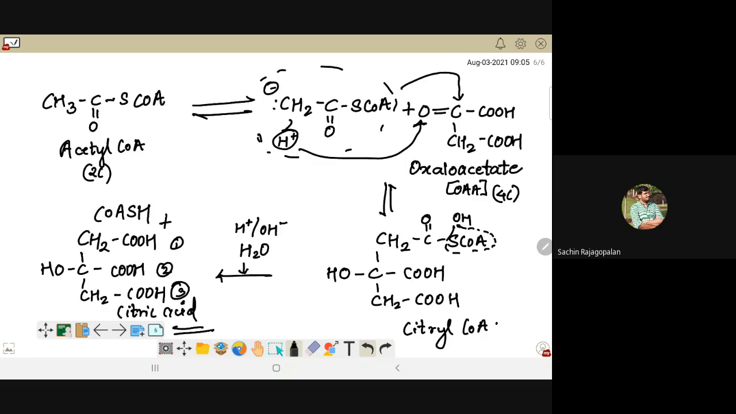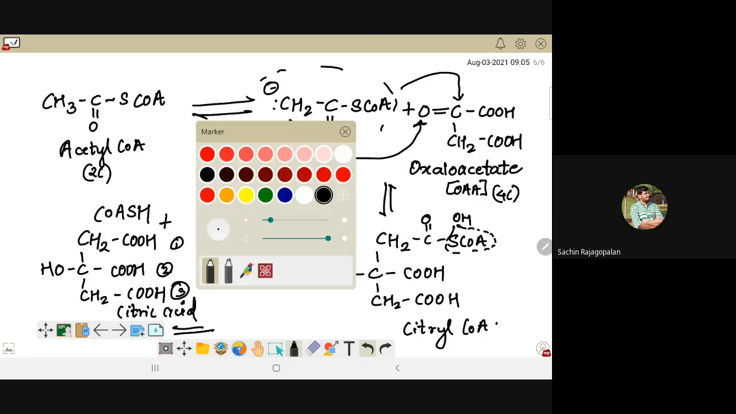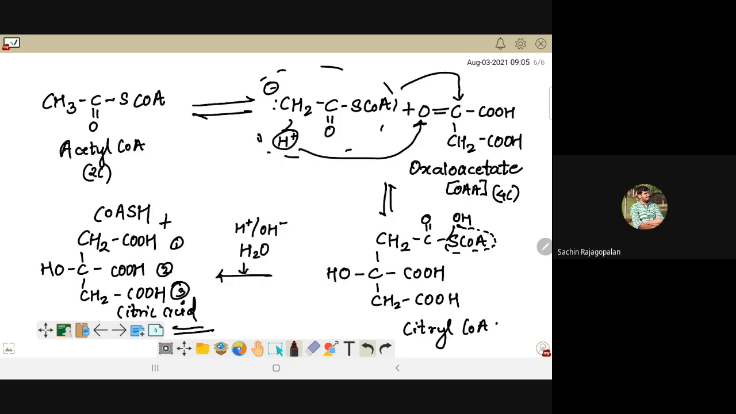Now the enzyme which catalyzes this, the enzyme which is responsible for bringing about this entire condensation reaction, is what we call citrate synthase. What do we call it? Citrate synthase.